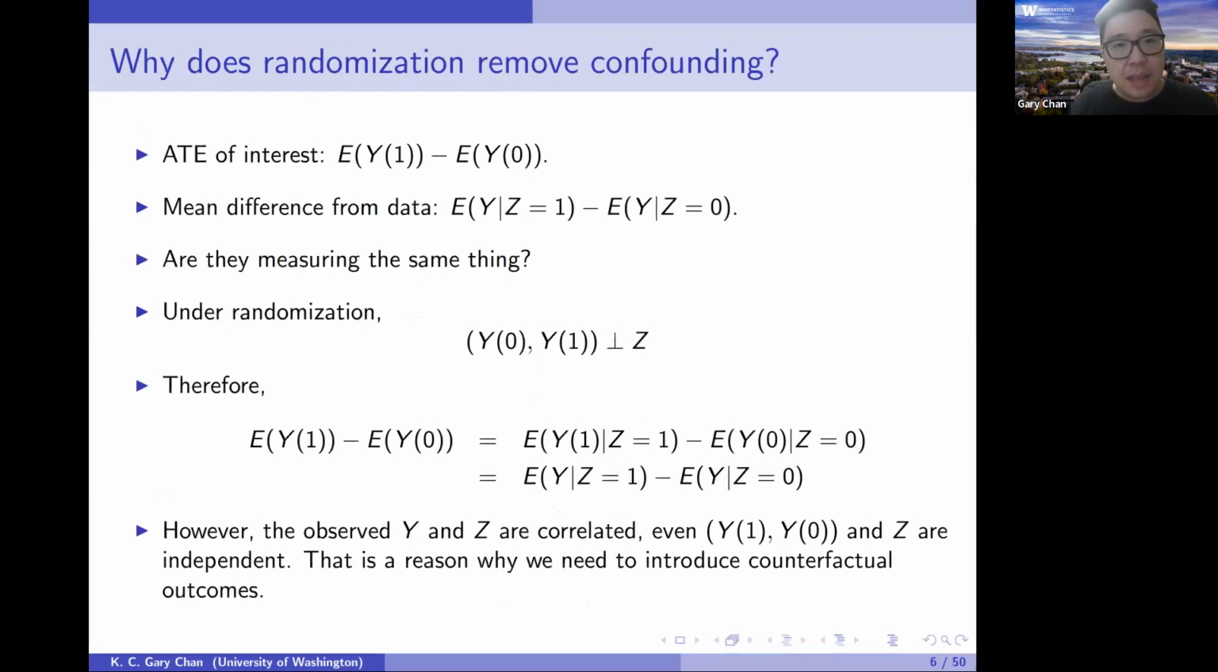And why does randomization remove confounding? Well, first of all, we want to define what our interest is. And last time we also introduced the potential outcomes or counterfactual outcomes. We call these Y1, Y0. Basically, they are notations denoting hypothetical outcomes.